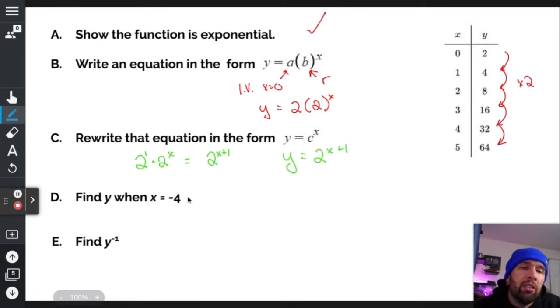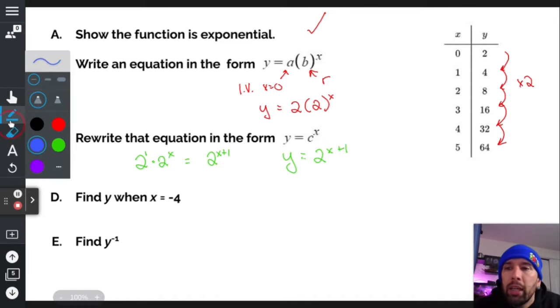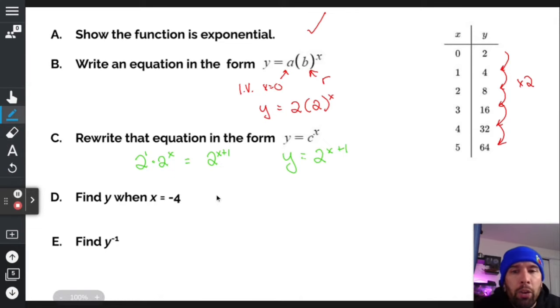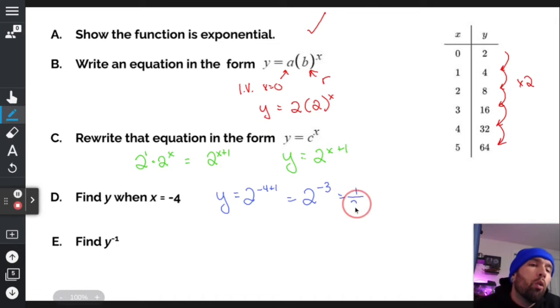Find y when x is negative 4. All right, let's use that formula that I just created. So when x is negative 4, this becomes y equals 2 to the negative 4 plus 1, which is the same as 2 to the negative 3, which can be written as 1 over 2 to the third, which can be written as 1 over 8.